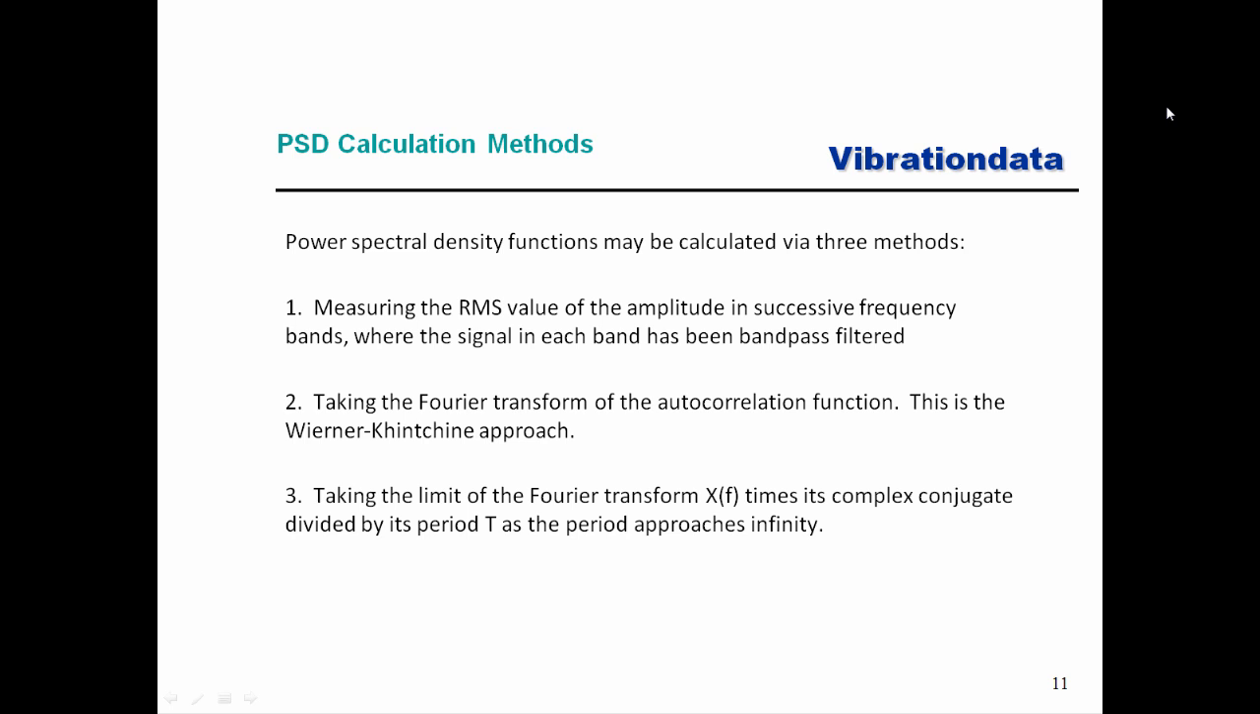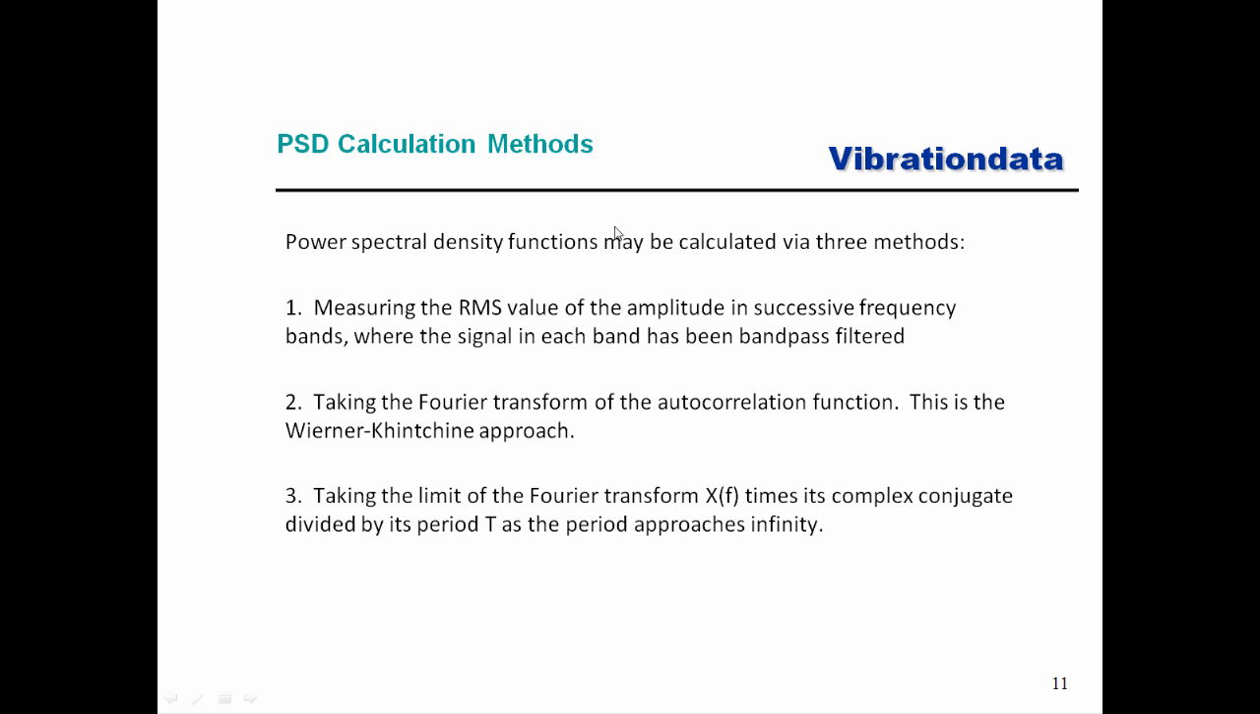The second method is we can take the Fourier transform of the autocorrelation function. This is the Wiener-Khinchin approach. That's a very esoteric method, and if you'd like to write your own MATLAB script to do that, you're welcome to do so. But we're really not going to cover that in our class. But maybe later on we'll talk about autocorrelation functions.